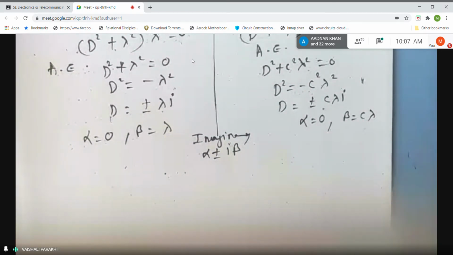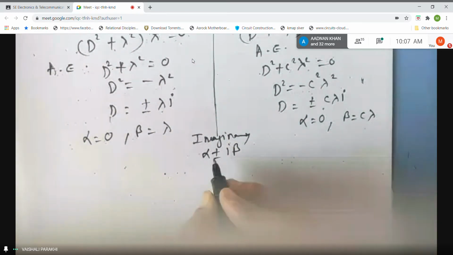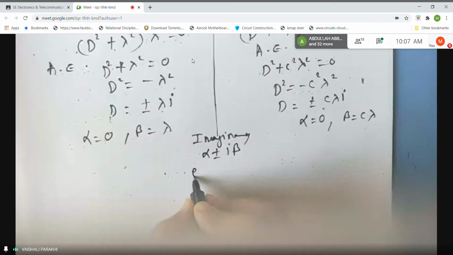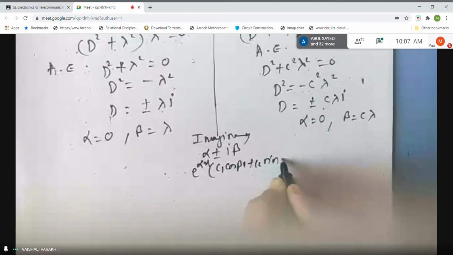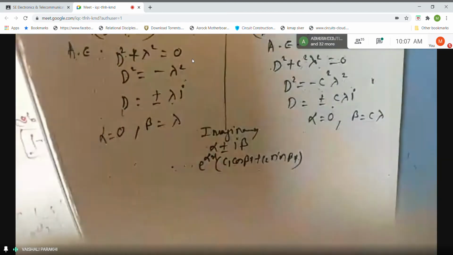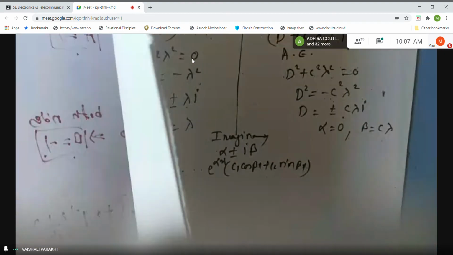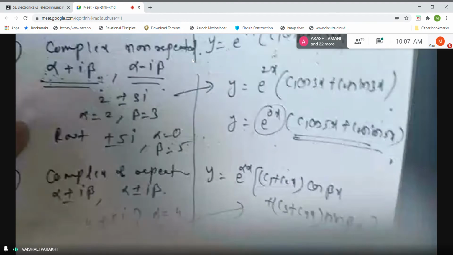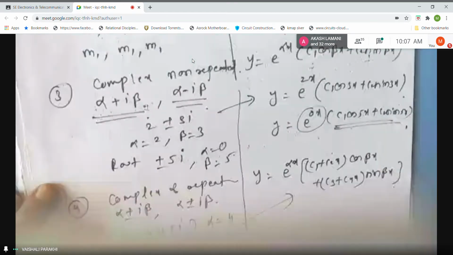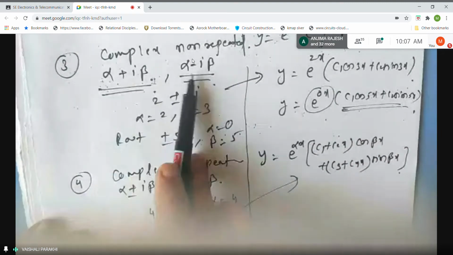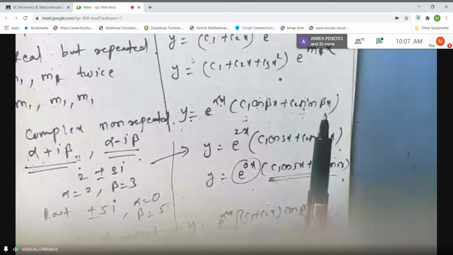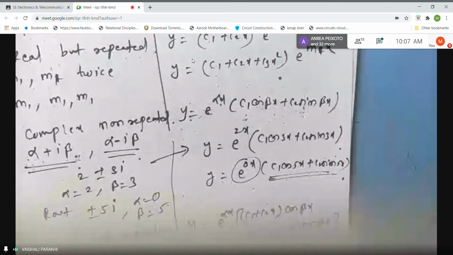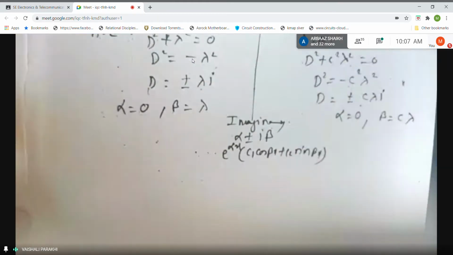So what is the formula given for the imaginary case, students? The formula is e raised to alpha x, c1 cos of beta x plus c2 sin of beta x. Just now I have given you the table. If you refer to the page, in that table I have said that for complex non-repeated roots alpha plus or minus i beta, the formula is y is equal to e raised to alpha x, c1 cos beta x plus c2 sin beta x. So the same formula I am using here, students. Okay, so let us substitute and see what we get.